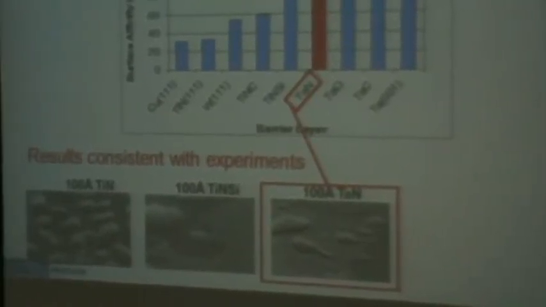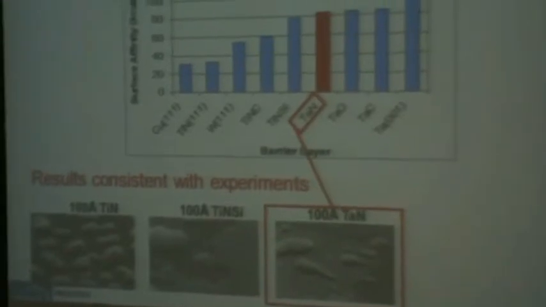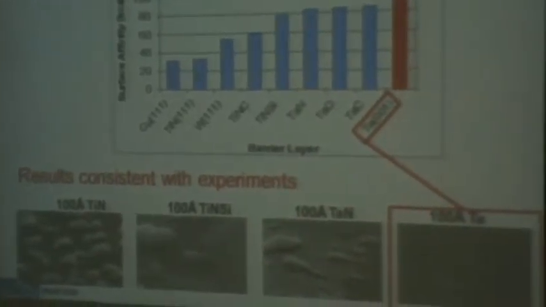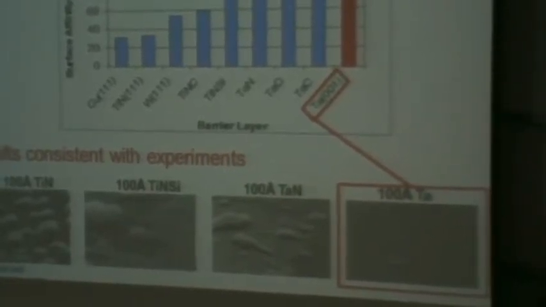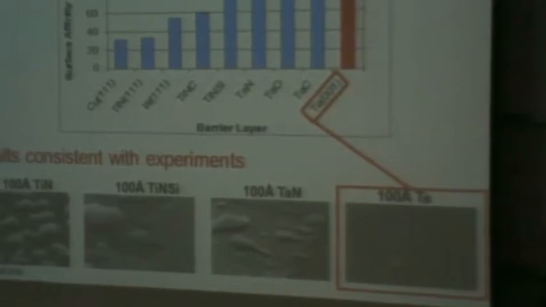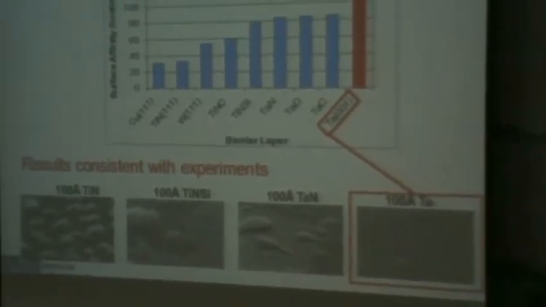Well, it turns out when you use tantalum in a certain crystallographic direction, you actually get a lot of uniform deposition. So techniques like this are important now, and I think they're going to become even more important in the future to help select the materials that you need for processing.